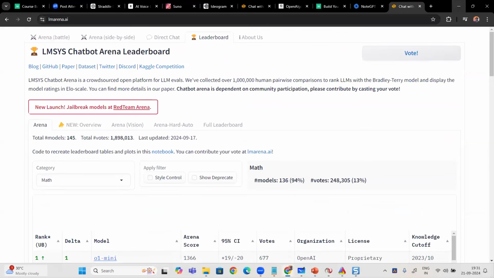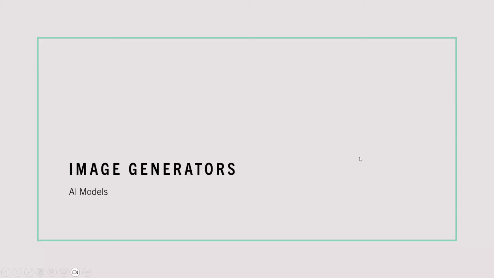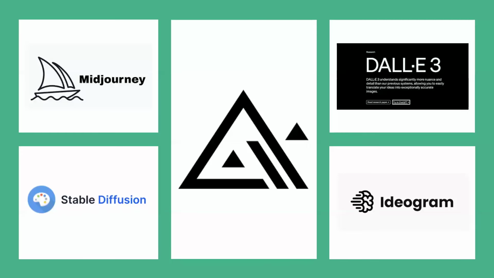And let's get back here. A lot of models are good at image generation as well. These are some of the top models used for image generation, where you can give a text prompt and generate images. The one in the center is from Black Forest Labs. They have a couple of models like Flux Pro, Flux Dev, and Flux Schnell. And then Midjourney, Stable Diffusion.